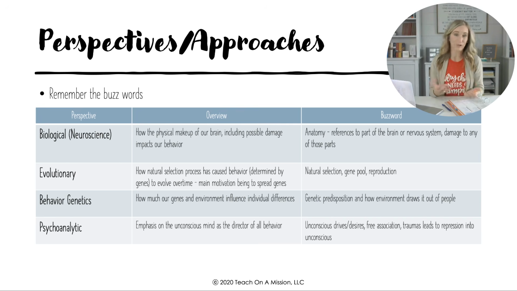Evolutionary is all about natural selection of behavior and what that looks like over time, and that we are primarily motivated to spread our gene pool, and therefore that is our motivation in all of our behavior. So buzzwords being natural selection, gene pool, reproduction, that kind of thing. Behavior genetics takes our behavior and how it's impacted, of course, by our genetics, but also our environment. So how our genes predispose us, and then how our environment draws out those genes.